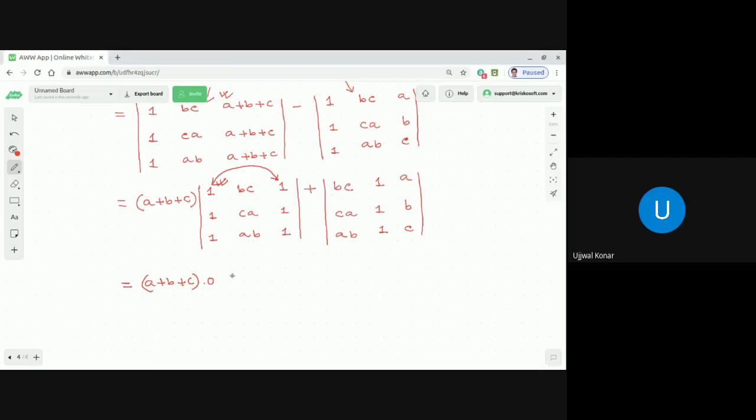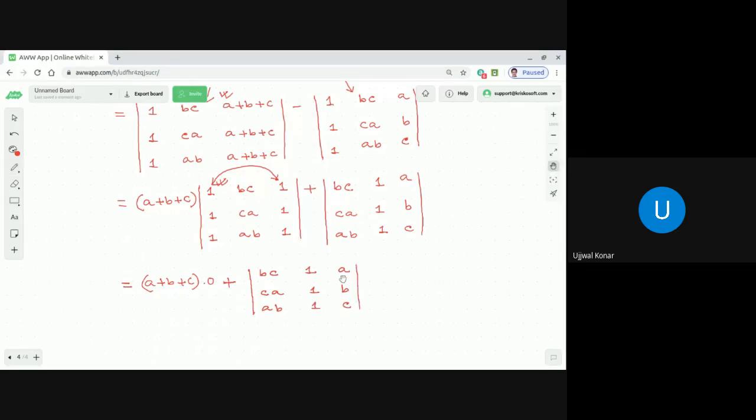So what I'm going to do here, dear students, is take 1 by ABC common from the first column. If I take 1 by ABC common from the first column, then I'm multiplying. So let me write it down properly. Here it becomes BC, 1, A; CA, 1, B; and AB, 1, C.